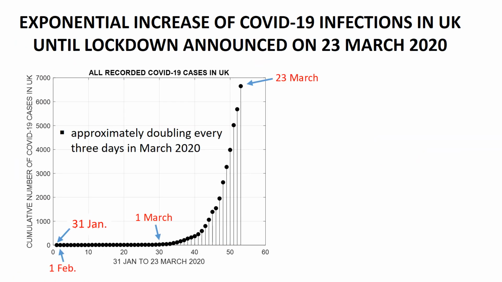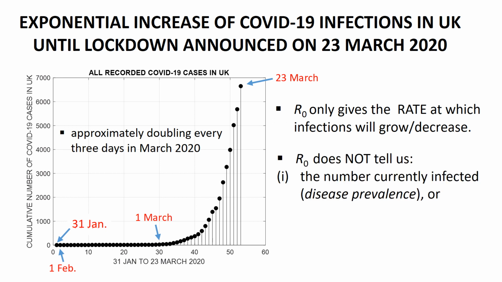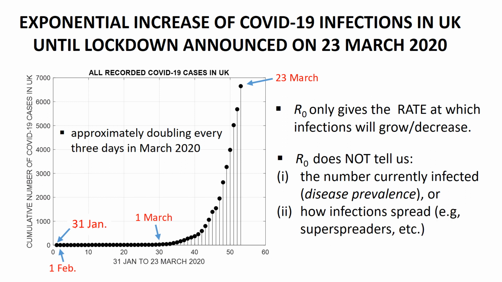So I started plotting the cumulative number of COVID cases in the UK, from the first case on the 31st of January up until the 23rd of March when lockdown was announced. And there was an exponential increase, doubling roughly every 3 days in March 2020. Now, R0 only gives us the rate at which infections will grow or decrease, and it does not tell us the number of currently infected, that's the disease prevalence, nor does it tell us how infections are spread, for example, are there super spreaders, etc.